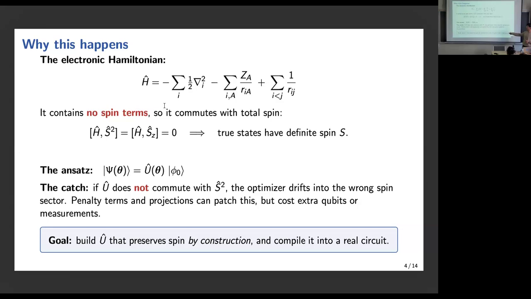The problem lies in the parametrized unitaries that people use. In general, the unitary that people use does not commute with the S squared operator, the total spin. That's a problem because it makes your state drift into the wrong spin sector. To fix that, you would have to do two things. One, find a unitary that can preserve spin by construction. And the second is you'd have to figure out that, even though you have this unitary, how would you then implement it on a quantum computer in a way that is not expensive?